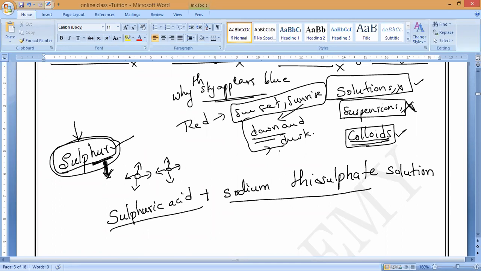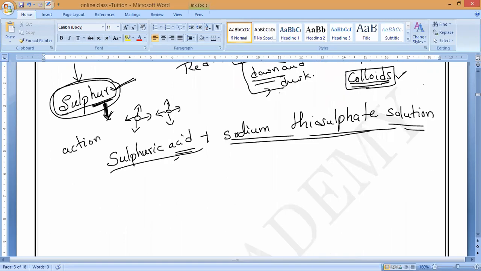In this experiment, who is scattering the light? Sulfur particles. So how are these sulfur particles coming? They will scatter the light by the action of two substances. One is sulfuric acid. Another one is sodium thiosulfate. That is what you have to remember.